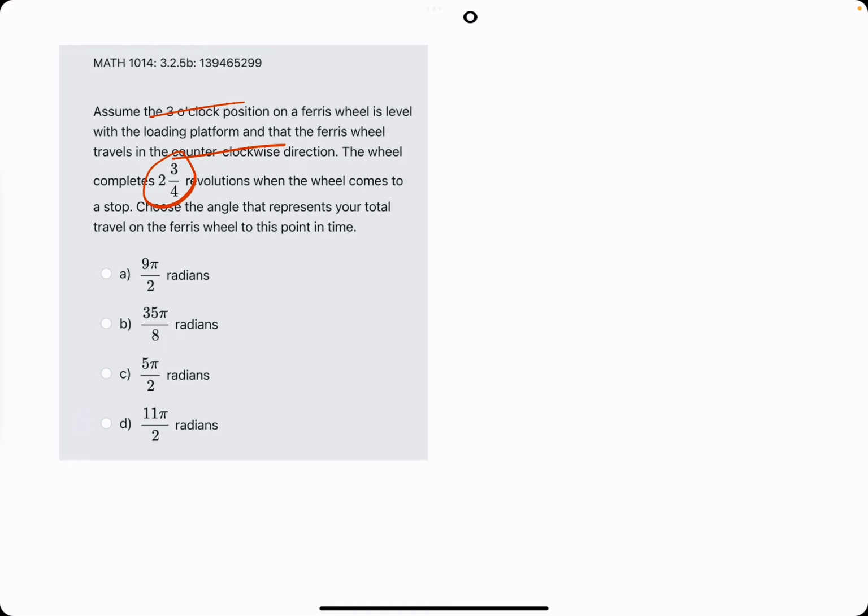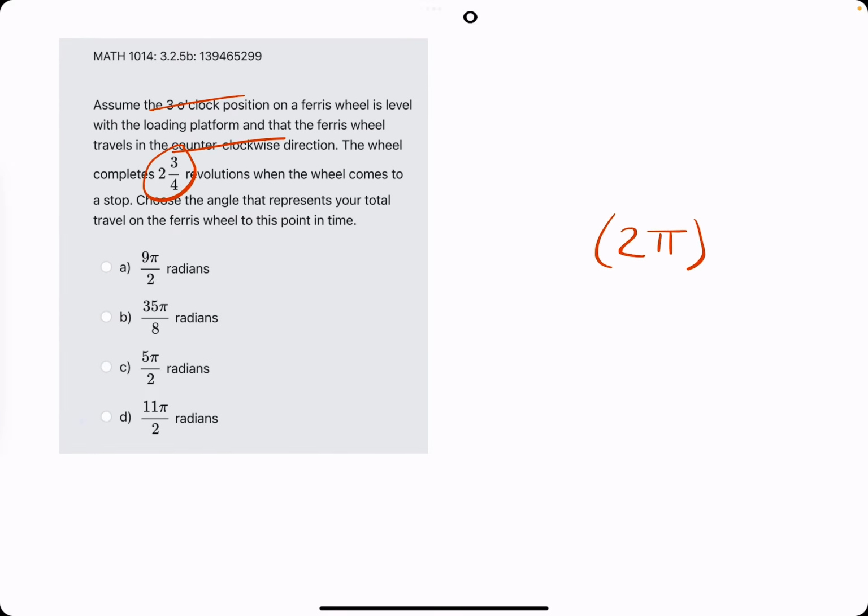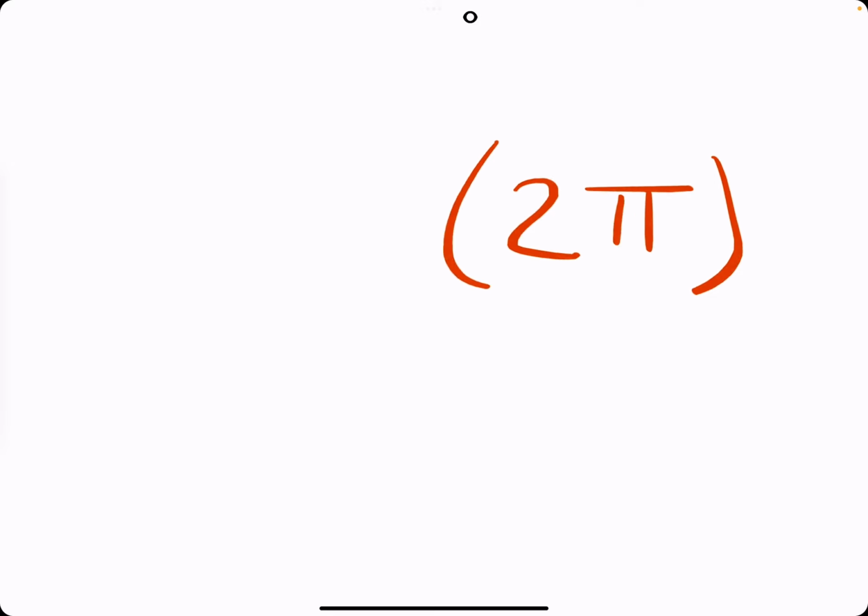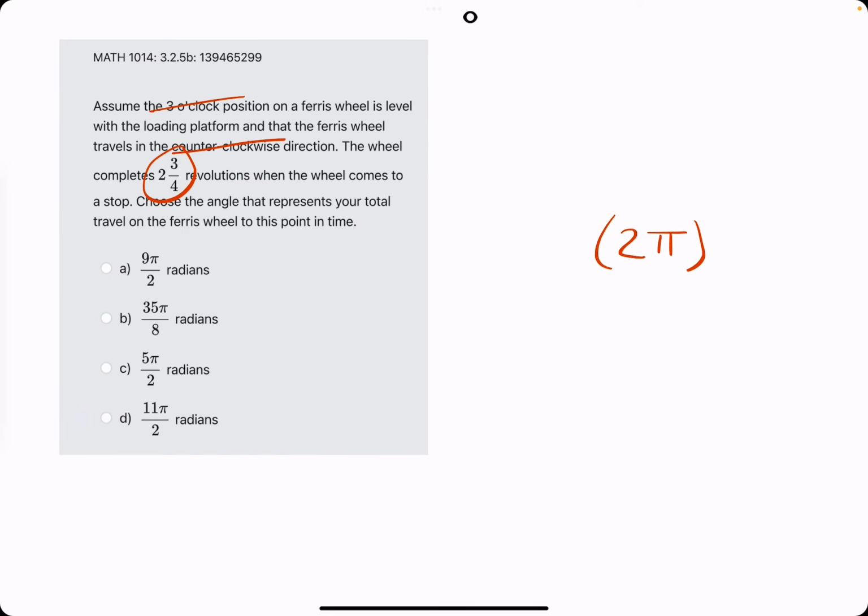So it's important to know that if you went around one complete revolution, that is equivalent to 360 degrees or 2 pi radians. So in this case, since we're dealing with radians, we're just going to multiply the number of revolutions by 2 pi. And before we use just 2 3/4, let's convert that to just a regular fraction by doing 4 times 2 plus 3. 4 times 2 is 8, plus 3 is 11. And we leave that over 4. And now we have a fraction that is a little more usable, and it's equivalent to 2 3/4.